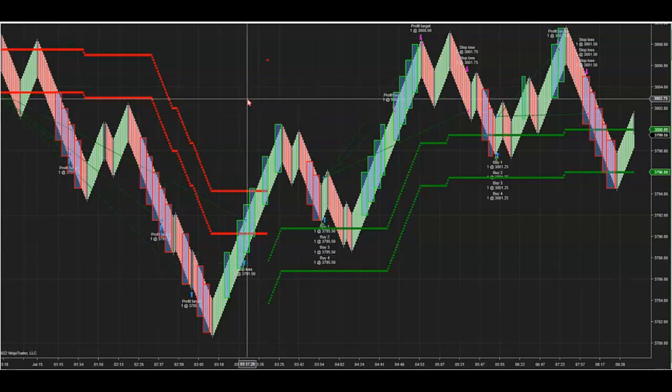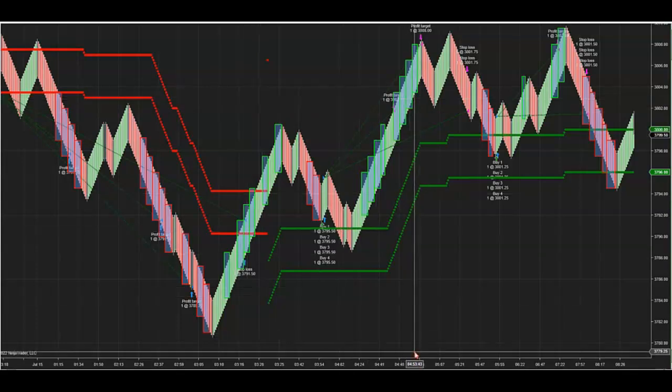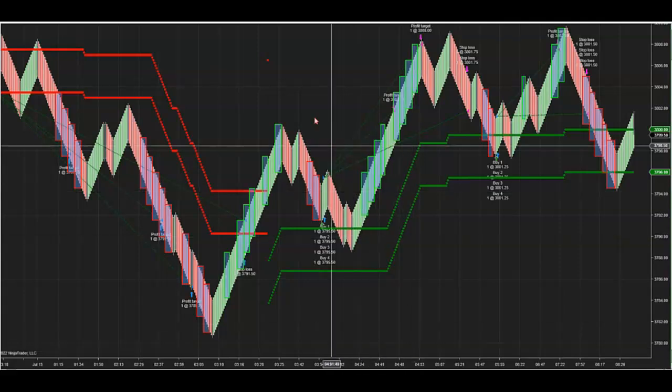So since we know momentum is the key, that if we have momentum to the upside, then we're looking for buy retracements. If we're looking for momentum to the downside, we're looking for sell retracements.